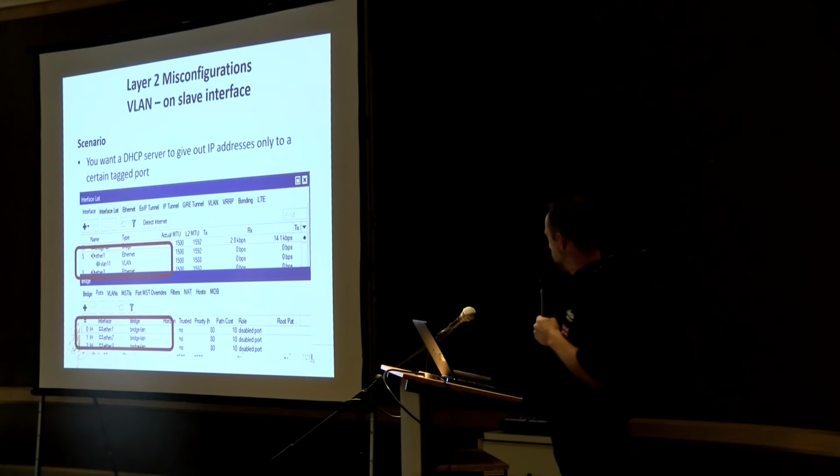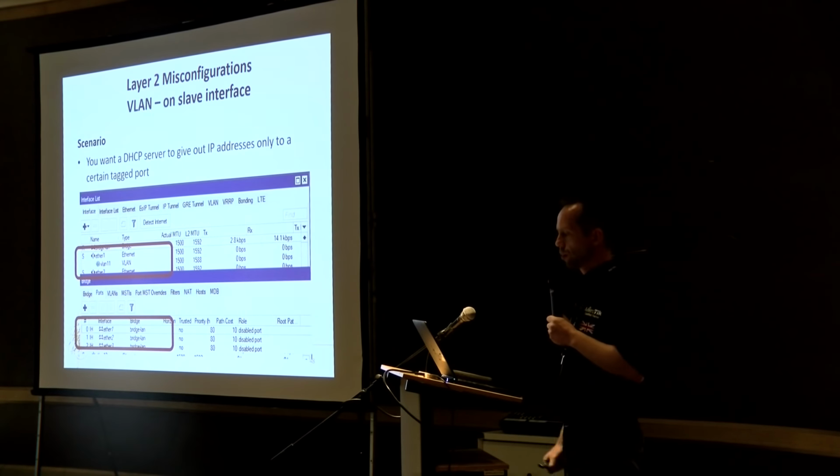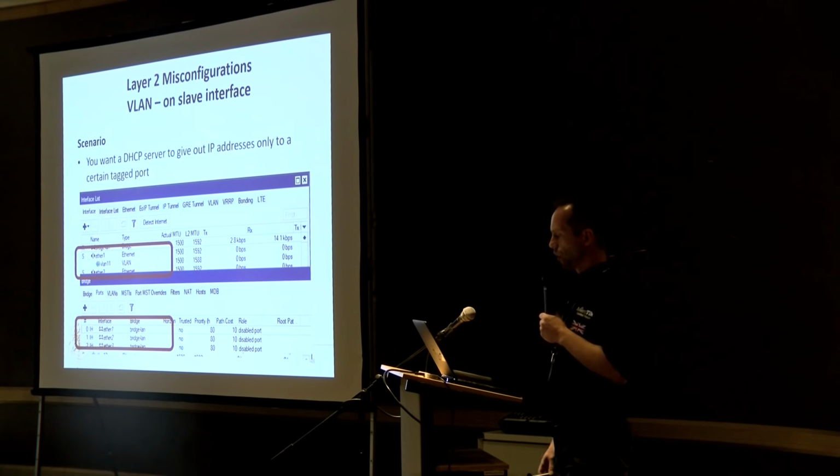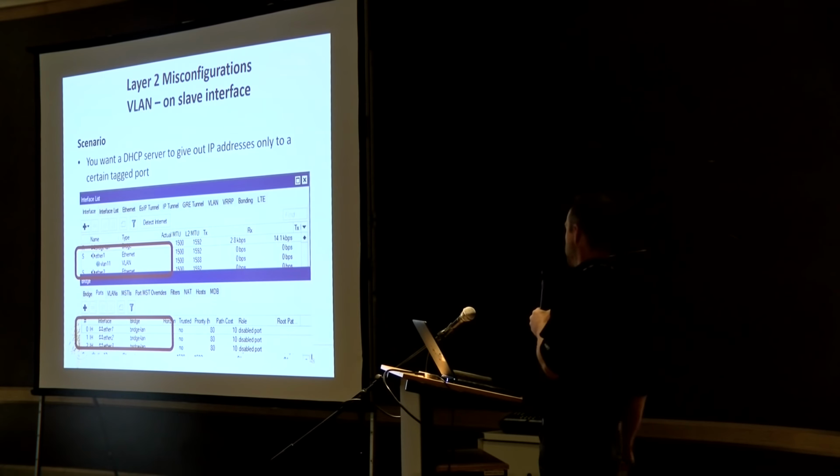Another scenario. You want a DHCP server to give out IP addresses, or you want a DHCP client to only work on a certain VLAN. Okay? So you create a VLAN on the interface where you want it to hand out. So I've got Ether 1 connected maybe to another switch with VLANs on it, so I create VLAN 11 on Ether 1 because that's the port that's expecting to receive tagged traffic going upstream.